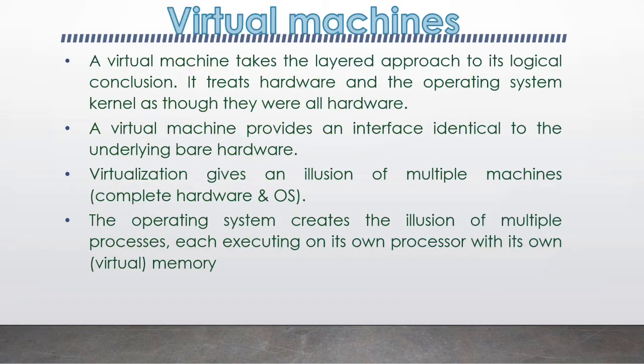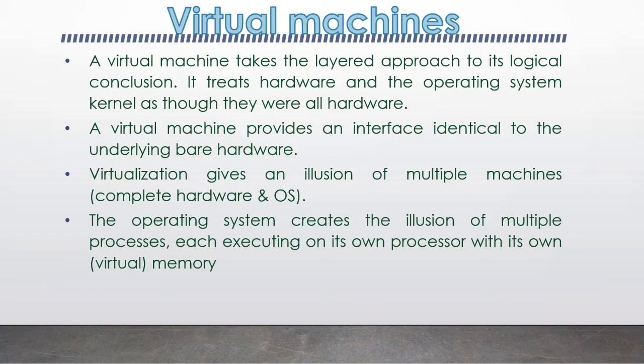Last but not least, we have the virtual machine. A virtual machine takes the layered approach to its logical conclusion. It treats hardware and the operating system kernel as though they were all hardware. A virtual machine provides an interface identical to the underlying bare hardware. Virtualization gives an illusion of multiple machines on the same hardware and operating system. The operating system creates the illusion of multiple processes, each executing on its own processor with its own memory.